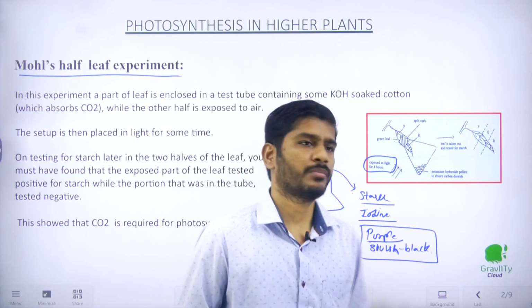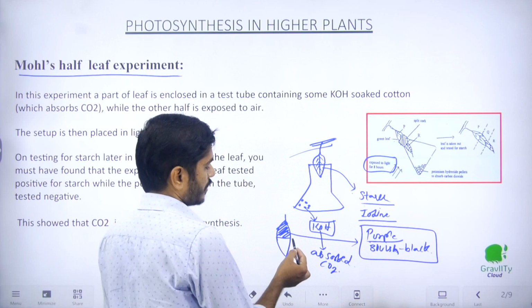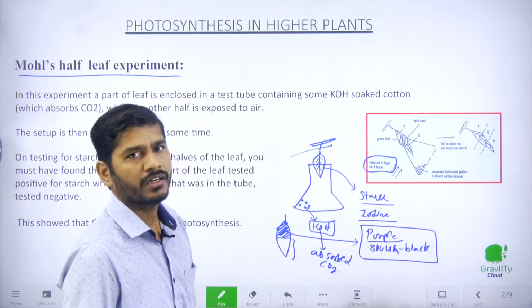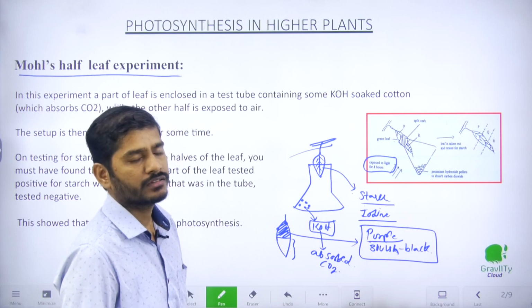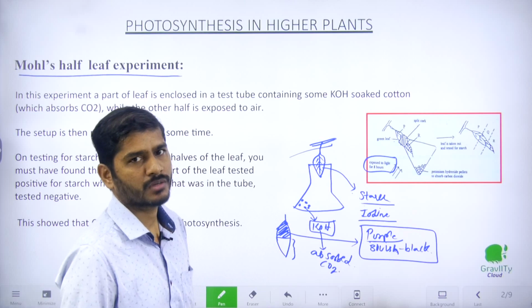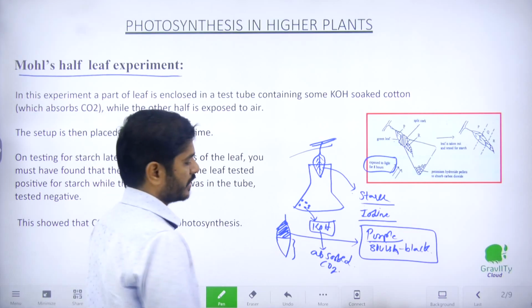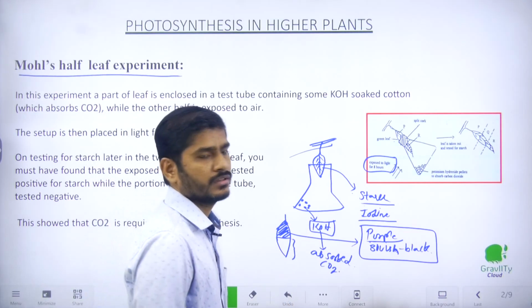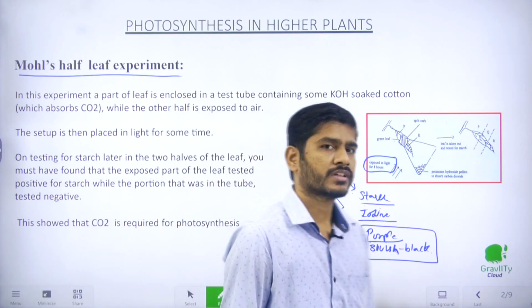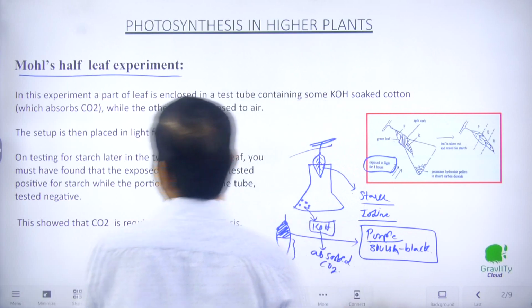So the chloroplasts present in this area did not receive carbon dioxide for the preparation of carbohydrates, so ultimately there is no production. But the outer side of the leaf has production. So that is what happens here.